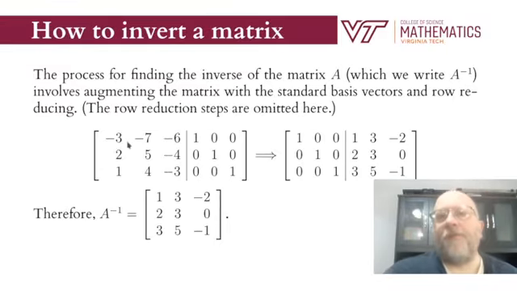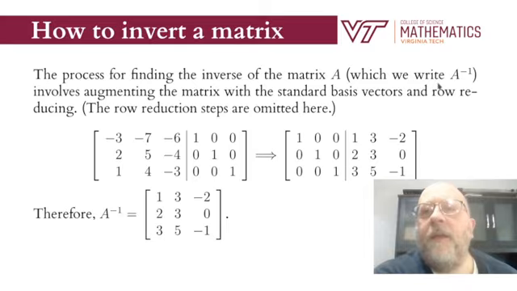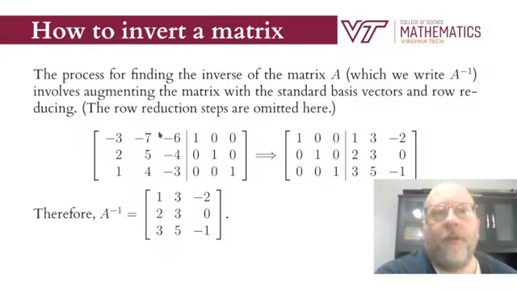The process for finding the inverse of the matrix A, which we're going to write A inverse, involves augmenting the matrix with the standard basis vectors and row reducing. That is, instead of augmenting with a single column, I'm going to augment with all of my standard basis vectors for whatever this system is. And we're going to row reduce and find out what happens to E1 and E2 and E3 in this process.